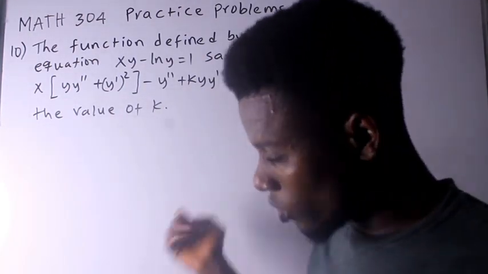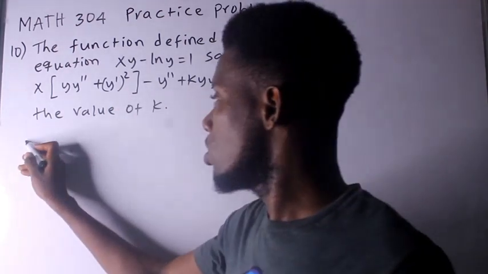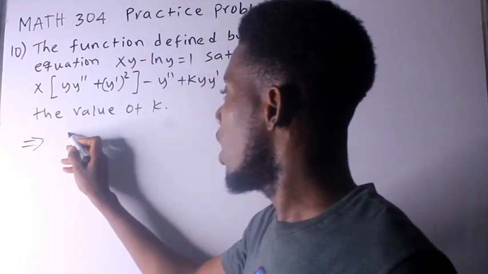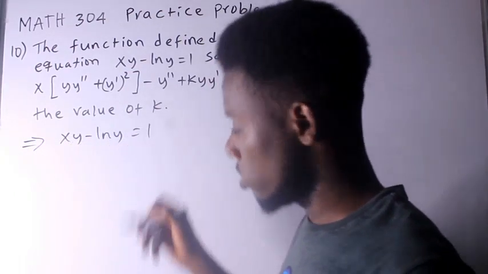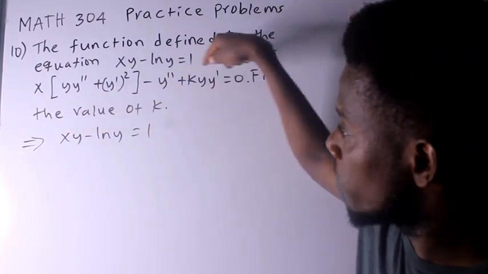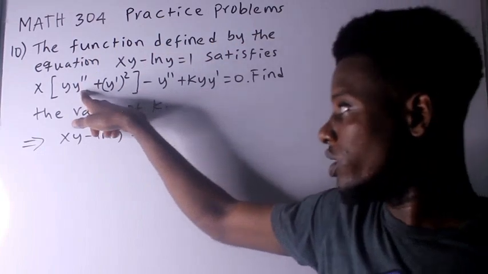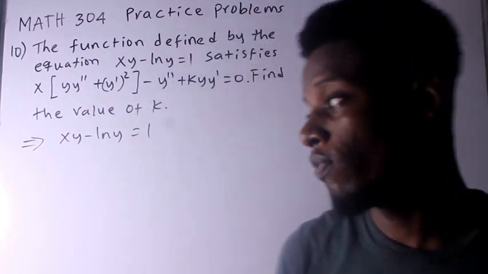So the first thing we do is just to begin with the function given. We begin with xy minus ln of y equal to 1. Because in this particular differential equation we have the second derivative, we have to differentiate twice. So let's go and differentiate the first time.